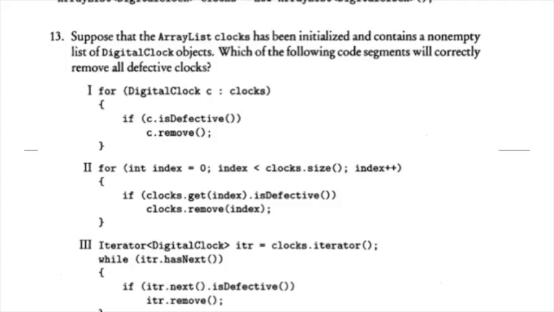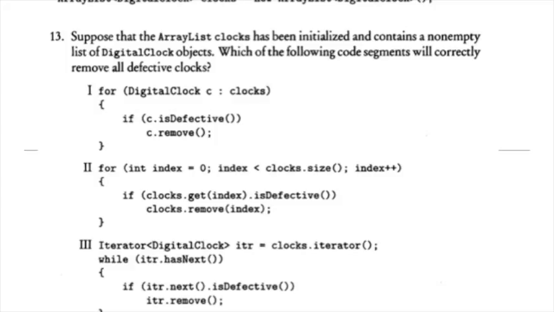Within this for loop, first we have to check. Right now everything's okay. In this if, we check clocks.get(index), which means we're trying to get that specific digital clock by the index, and call isDefective to check whether the digital clock at this index is defective or not. And if it's defective, it should be removed.